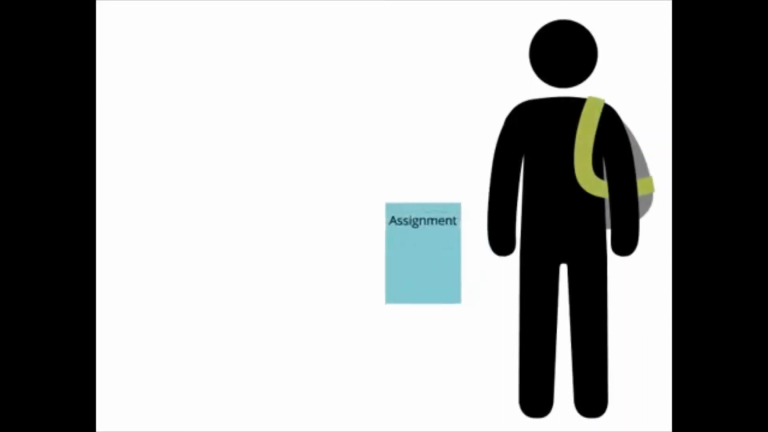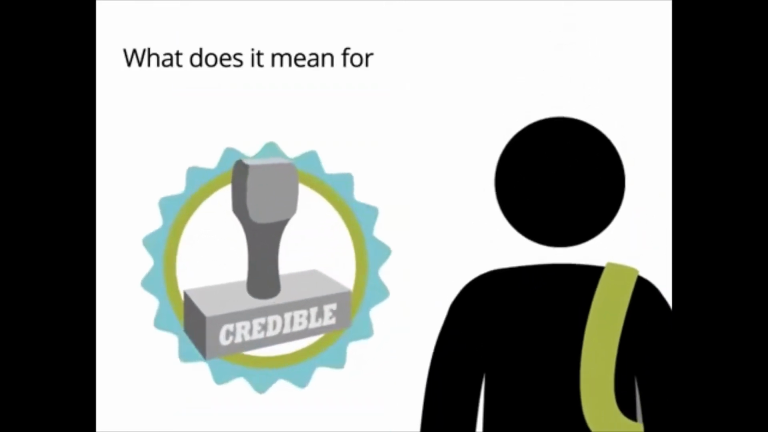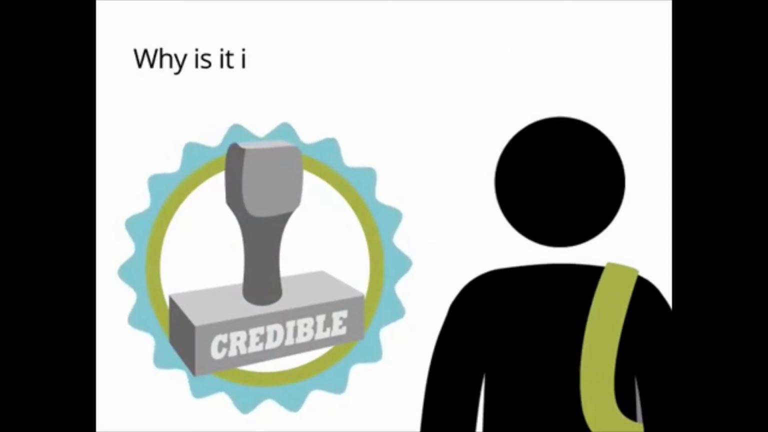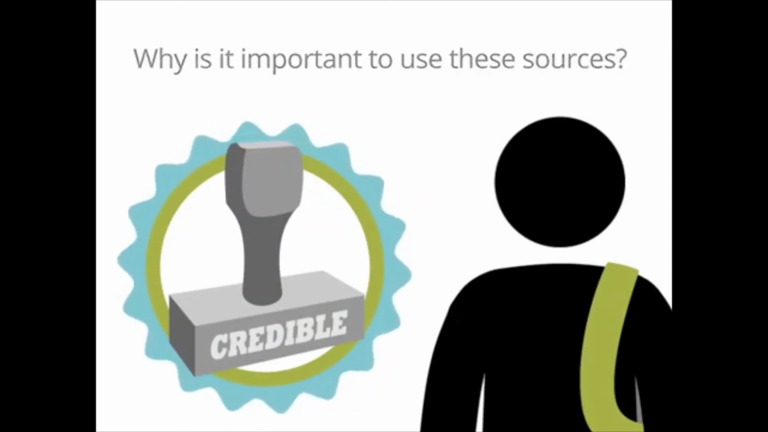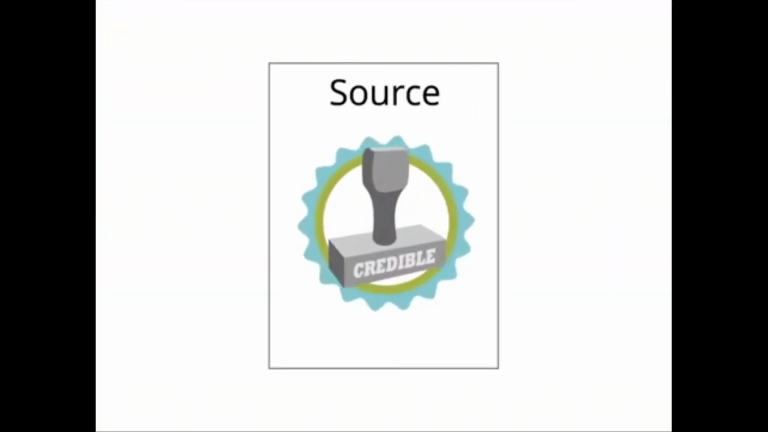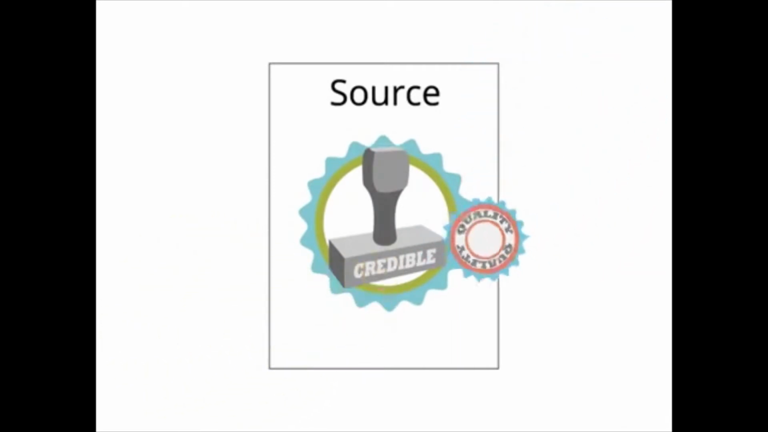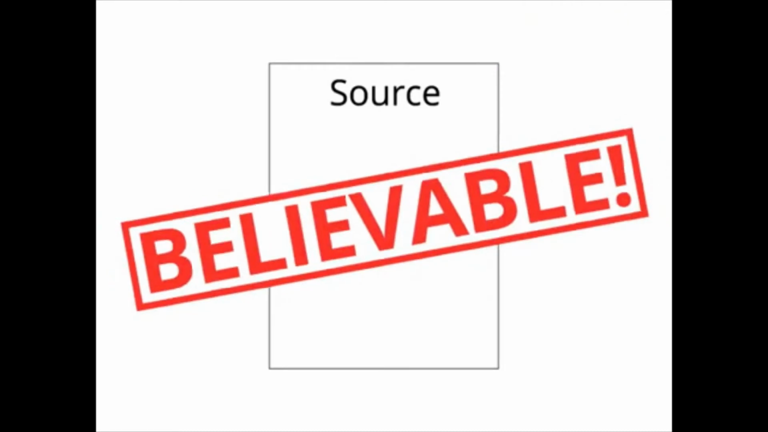Students often receive research assignments requiring the use of credible sources. But what does it mean for a source to be credible? Why is it important to use these sources? And how can you tell if a source is credible? When we describe a source as credible, we're basically saying that the information is high quality and trustworthy. Essentially, that we can believe what the source is telling us.